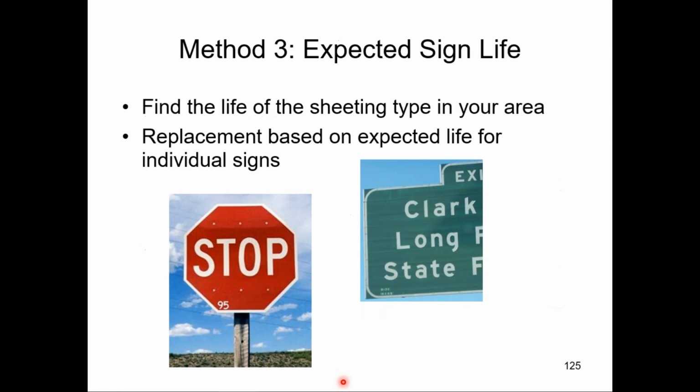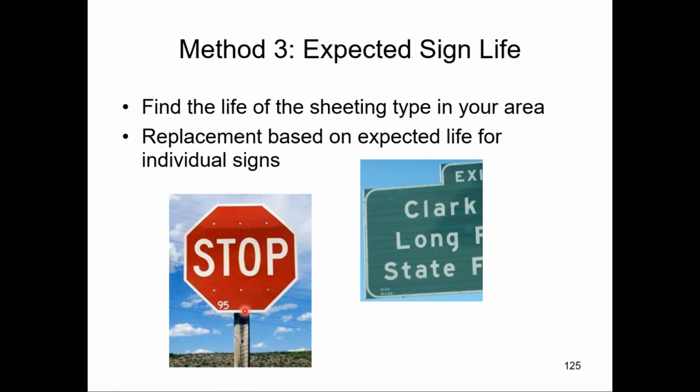So expected sign life: what you do is find the life of the sheeting type in your area, and then replace the sign when that expected life is reached. And here's a couple agencies' techniques for doing that. Notice this particular agency puts the installation date, if you will, of the sign right on the front of the sign.